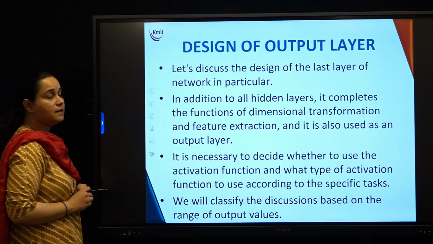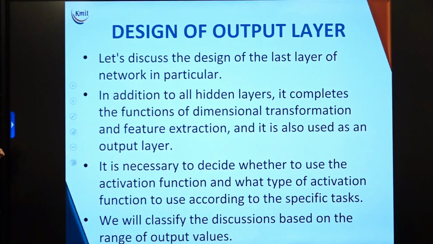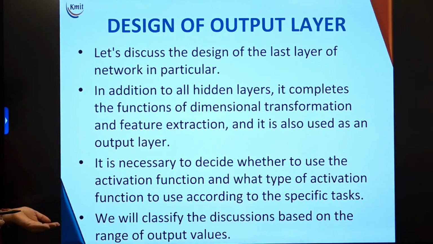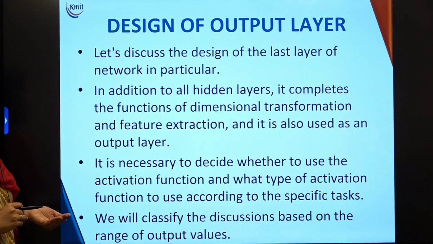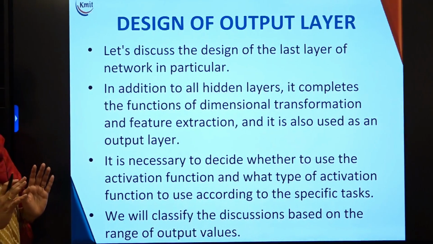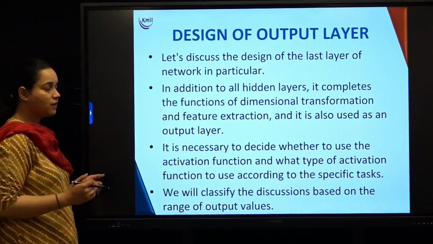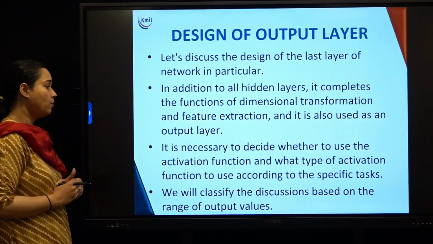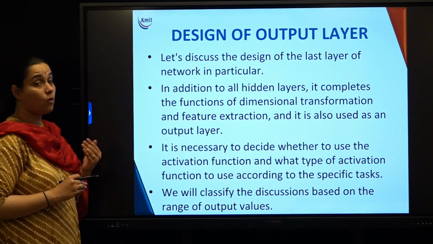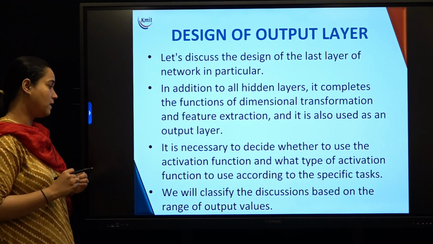Let us discuss the design of the last layer of a network in particular, which is the output layer. In addition to all hidden layers, it completes the functions of dimensional transformation and feature extraction, and it is also used as an output layer. So these are all the functionalities of an output layer: dimensional transformation, feature extraction, and then producing the output. It is very necessary that you decide which type of activation function to use depending on your specific application or task.